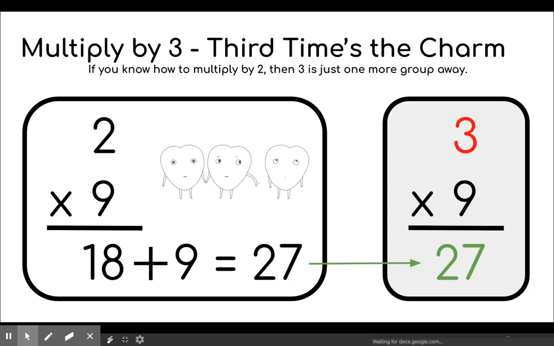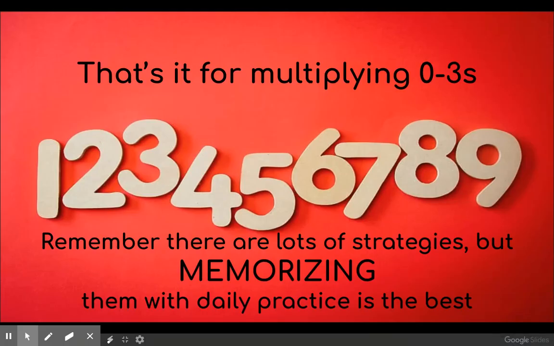Well, that's it for multiplying zeros to 3s. Remember, there are lots of strategies, but memorizing them with daily practice is the absolute best. You have to put practice in.